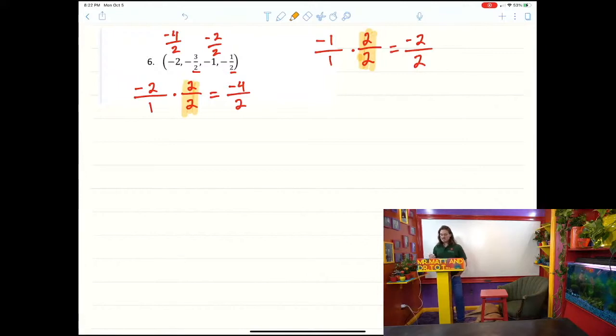So ordering these in ascending order, least would be -4/2, followed by -3/2, followed by -2/2, followed by -1/2. So that was actually the order that they came in. So -2, -3/2, -1, and -1/2.